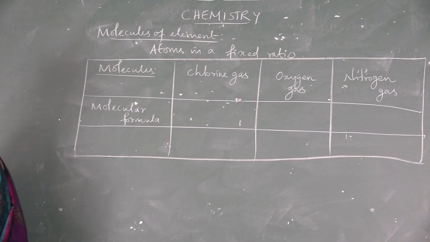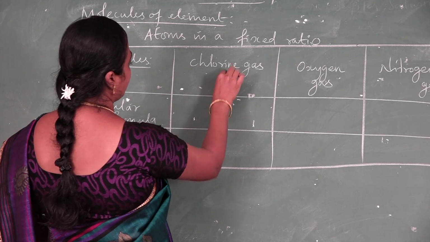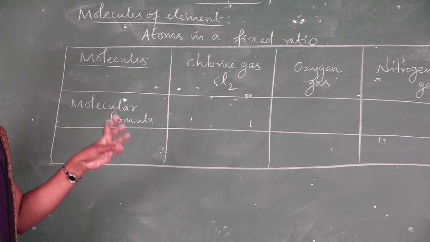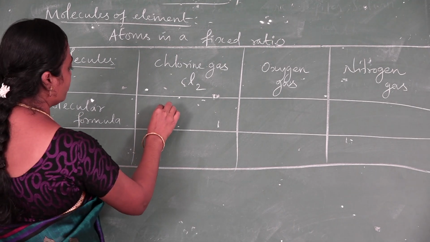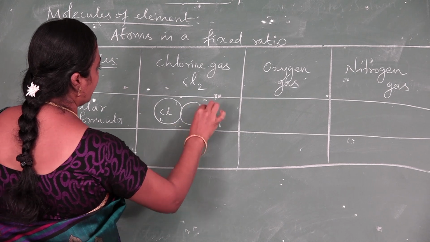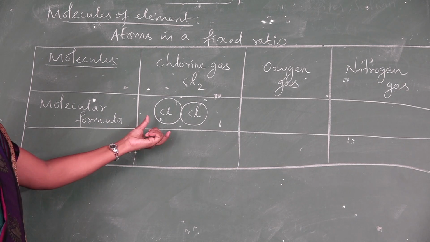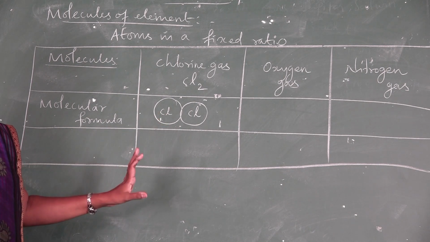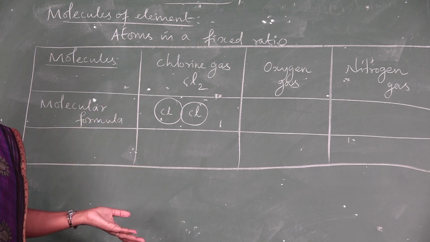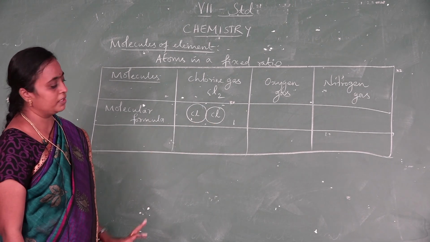Okay, molecular formula. If I am taking chlorine gas, we will give chlorine gas as Cl2. But how can we represent that Cl2? This is one Cl and another Cl. By this we can say there will be formation of a molecule. How will the bond be formed? By the sharing of an electron. Which electron is involved? Only the electron present in the outer shell is involved in the bond formation.